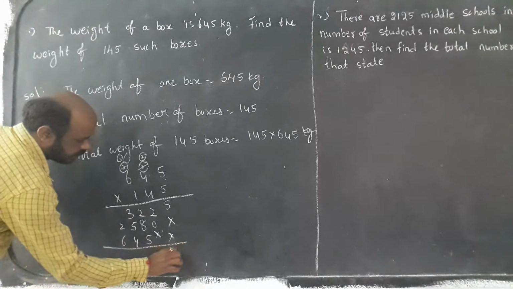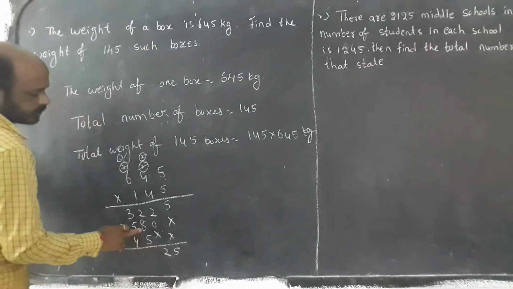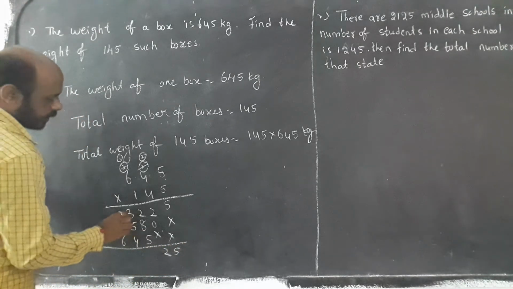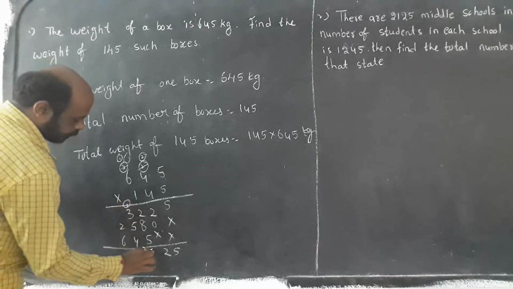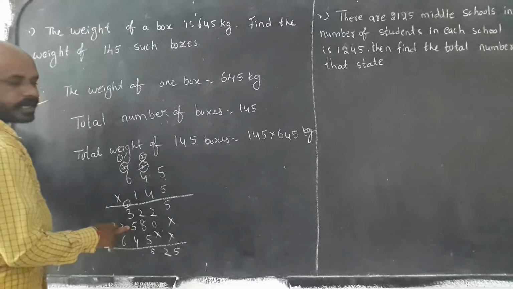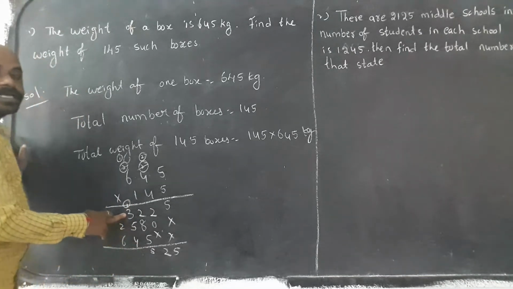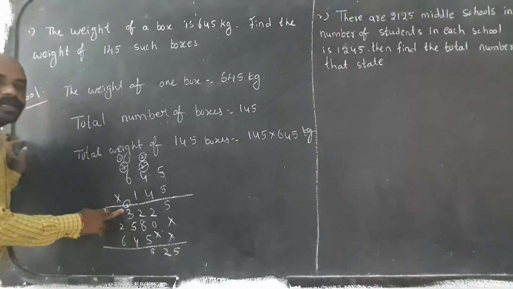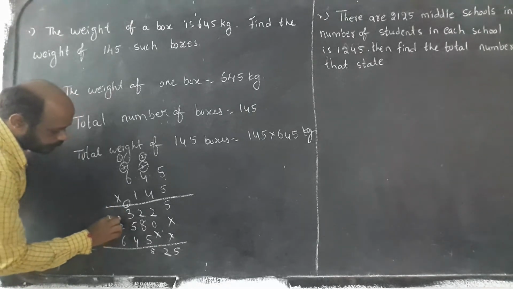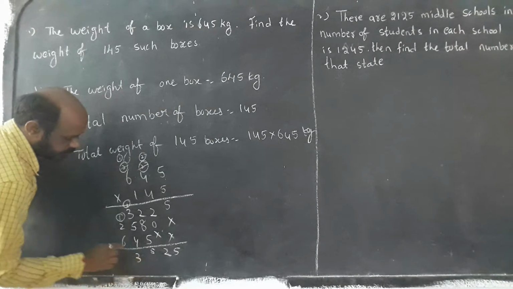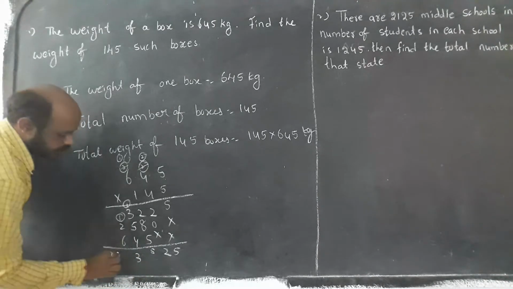Total how much will it be? 5. 8 plus 5 is 13, 14, 15. Next 4 plus 5 is 9. 9 plus 3 is 12. 12 plus 1 is 13. 13. Then 6 plus 2 is 8. 8 plus 1 is 9.